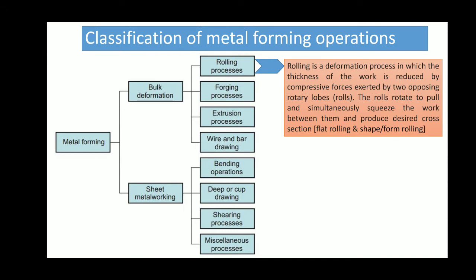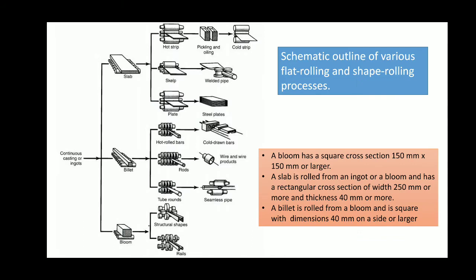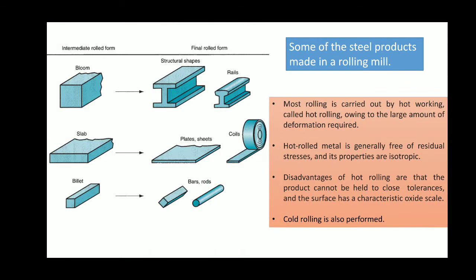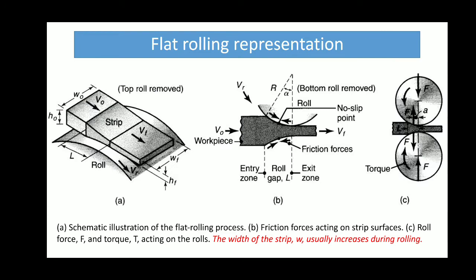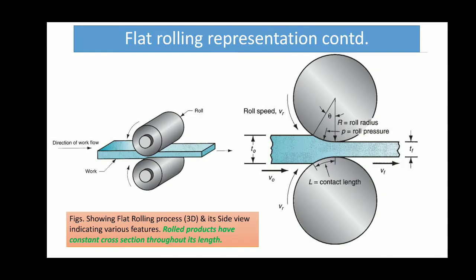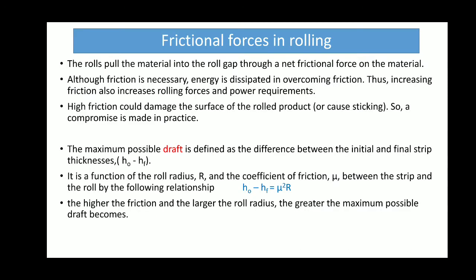We have defined the rolling process, and we have seen its characteristics, how flat rolling works, how shape rolling works, what the different properties are, and what different products can be manufactured. Similarly, the different terminologies with respect to the flat rolling process: entry point and exit point, contact length, draft, etc. We have also discussed the frictional forces involved in the rolling process, what draft is, and how it can be defined.